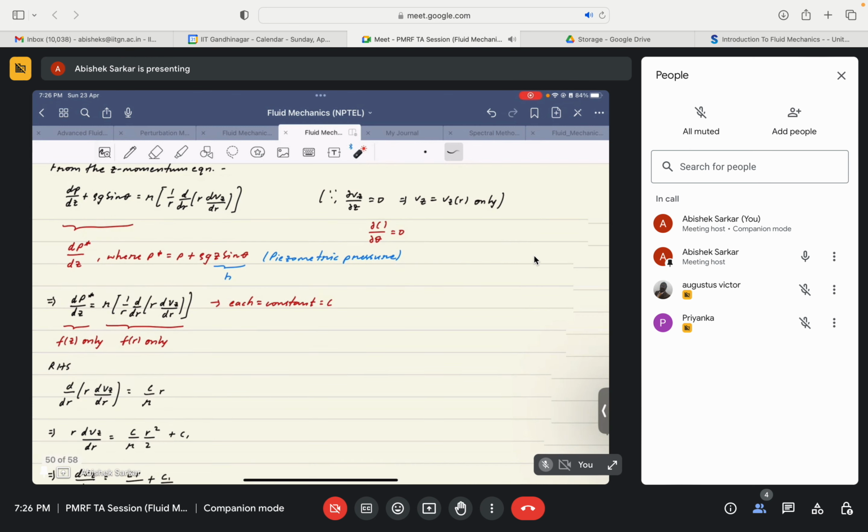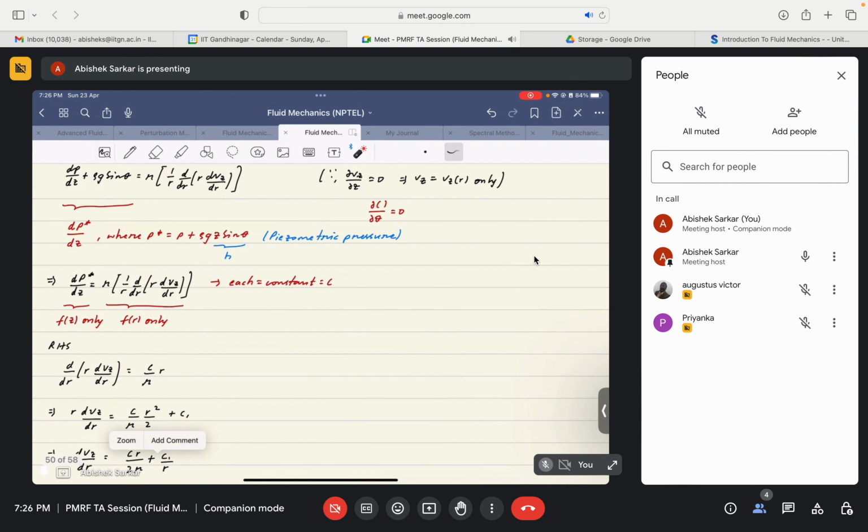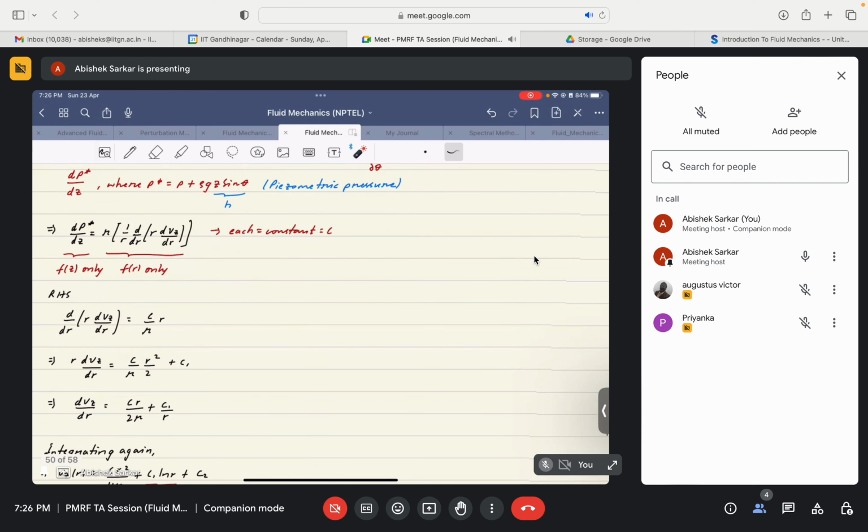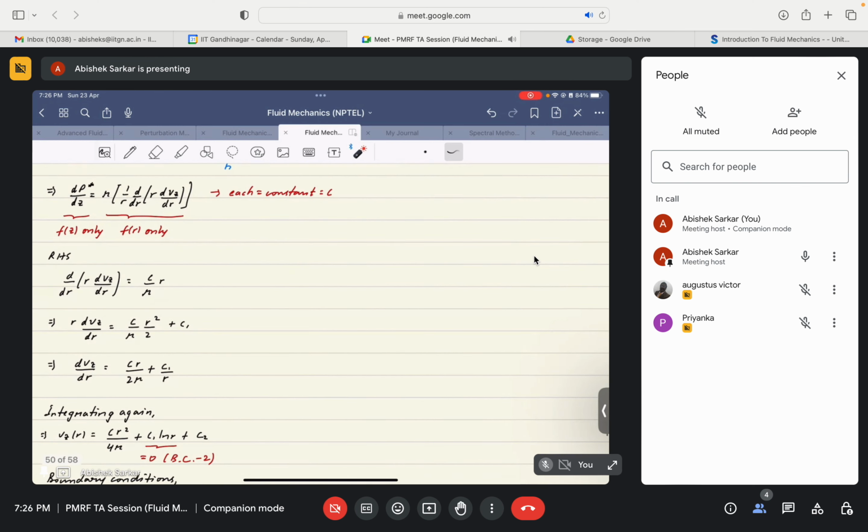So we finally get dp star by dz is equal to mu times 1 by r d by dr of r dvz by dr. Again, I will not go through each of the steps. I guess the steps are clearly visible on the screen. So if any of the steps that you see are unclear, you can stop me.